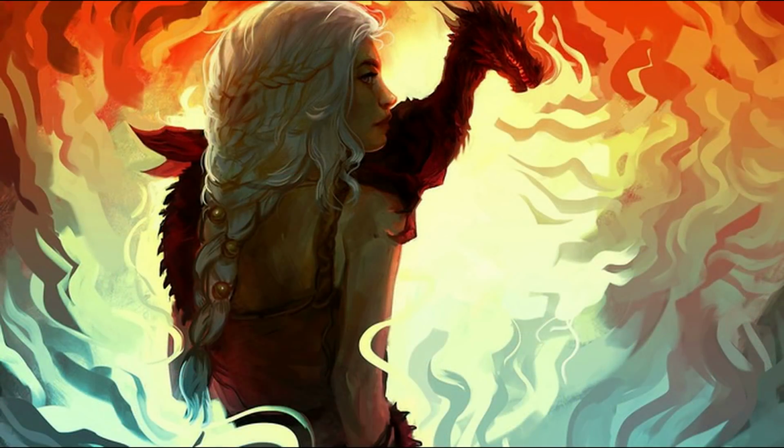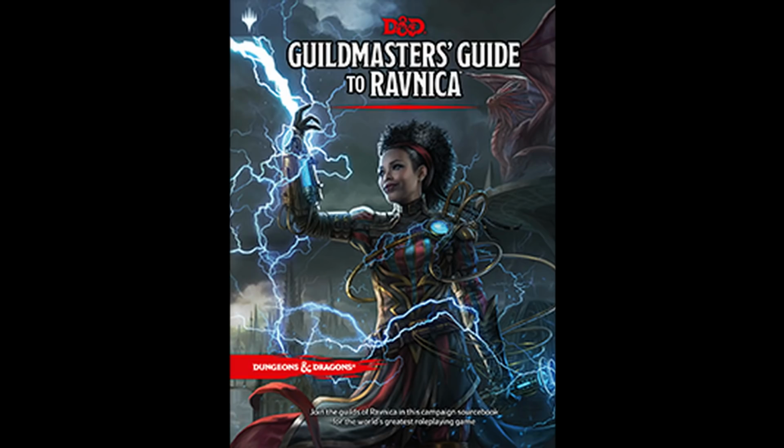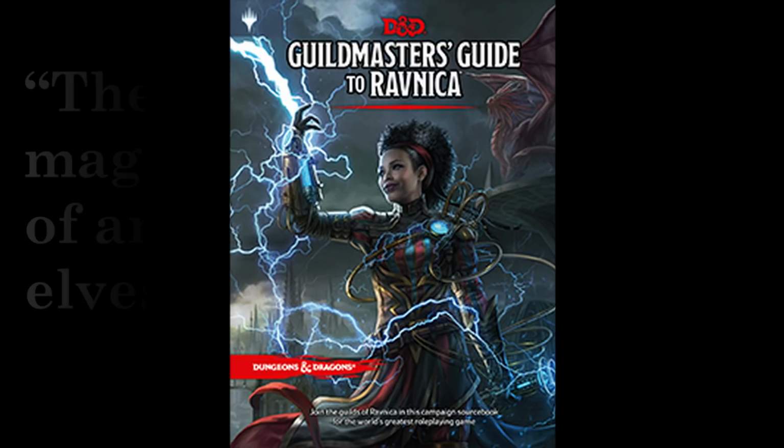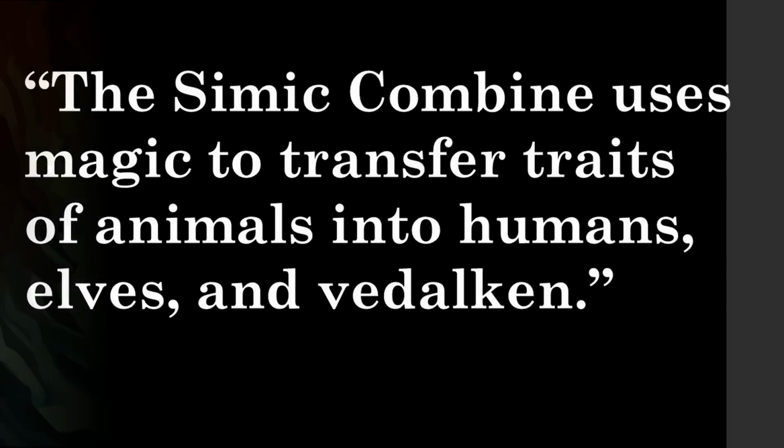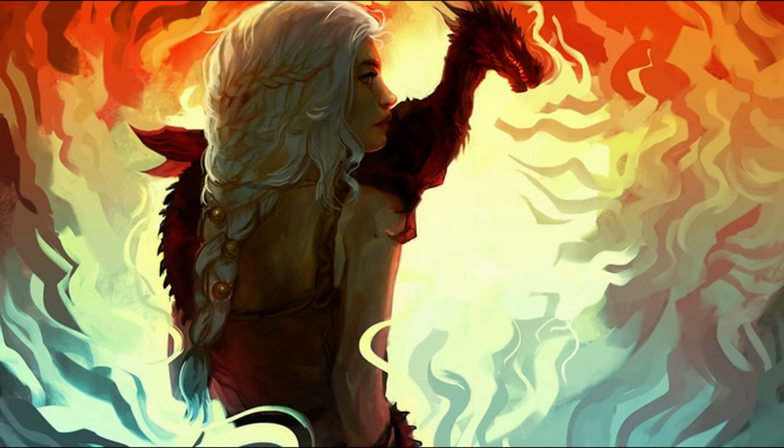Okay, and listening to that description, if we were dealing with the extended D&D world and including the Guildmaster's Guide to Ravnica, Dany, as the blood of old Valyria, would best be classified as a Simic hybrid or a Simic combine. The Simic combine uses magic to transfer traits of animals into humans, elves, and vedalken. This sounds like exactly what was going on, or at least attempted, by the Valyrians on the Isle of Tears.